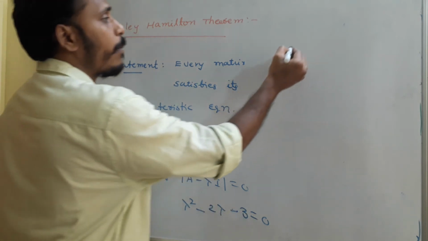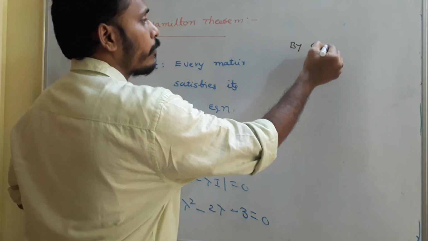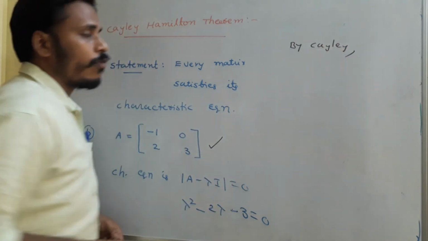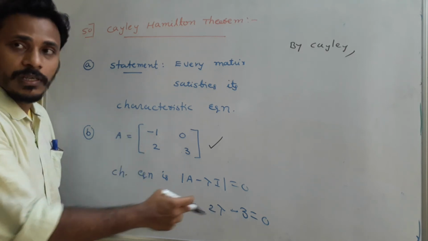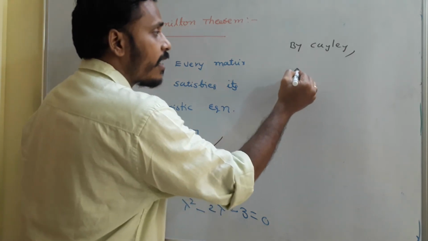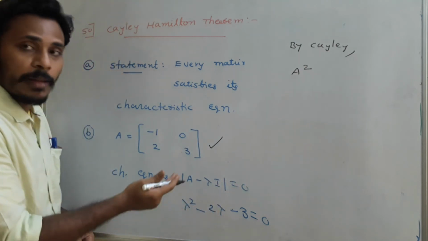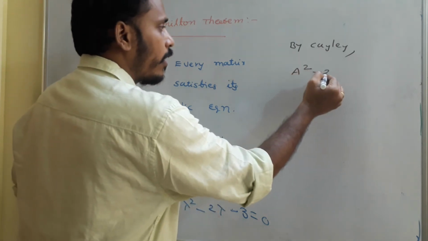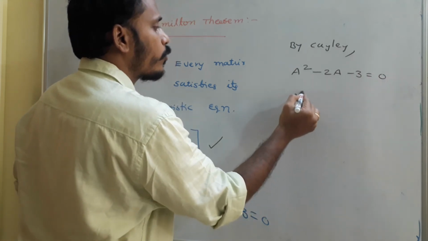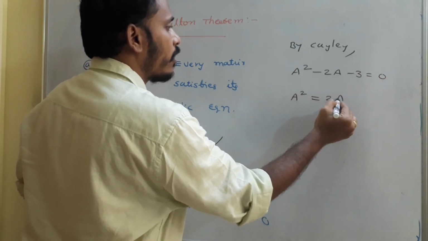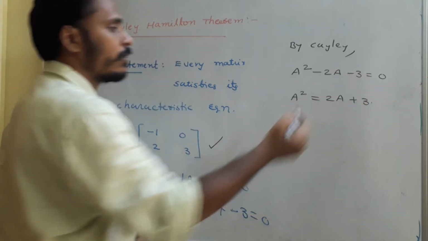See, by the Cayley-Hamilton theorem, Cayley is the name of the mathematician, matrix A satisfies this equation. So since matrix A satisfies this equation, we replace lambda with A: A square minus 2A minus 3 equals 0. From there it is very clear that A square equals 2A plus 3.